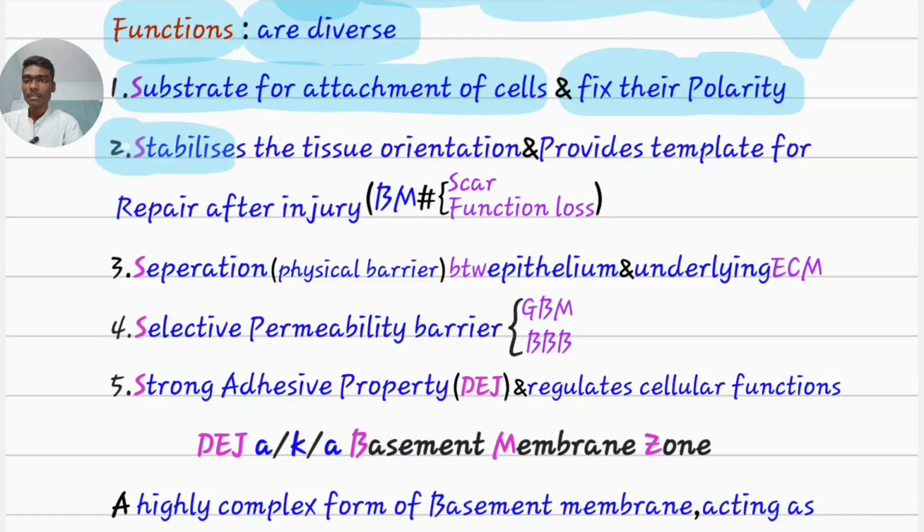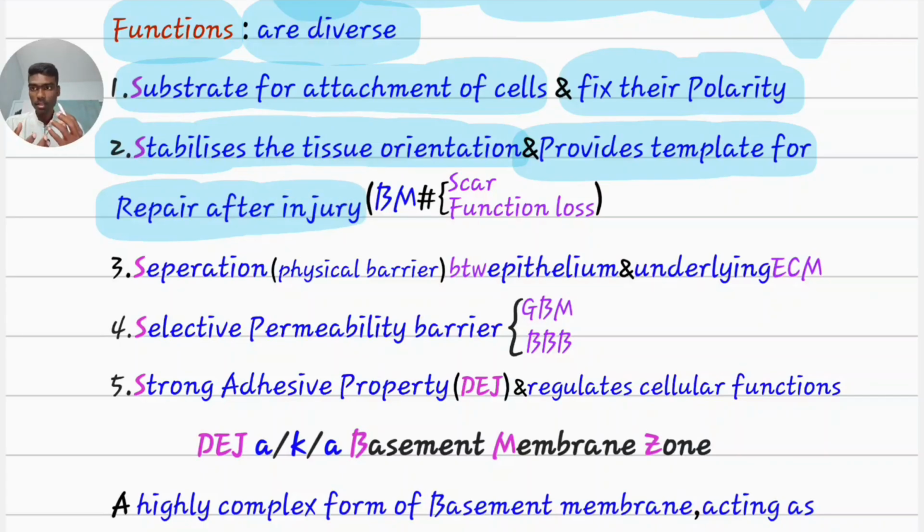Next, it stabilizes the tissue orientation. In embryogenesis, the organ's orientation is decided by basement membranes also. Hence, if the basement membrane is defective, organogenesis will also be defective. It provides a template for repair after injury, not only formation of organs but also repair after their injury. For example, if we have ruptured a superficial-most pimple, the basement membrane will be intact and undamaged. So it will act as a template for the repair of the damaged superficial skin, and it will regain its function without any defect.